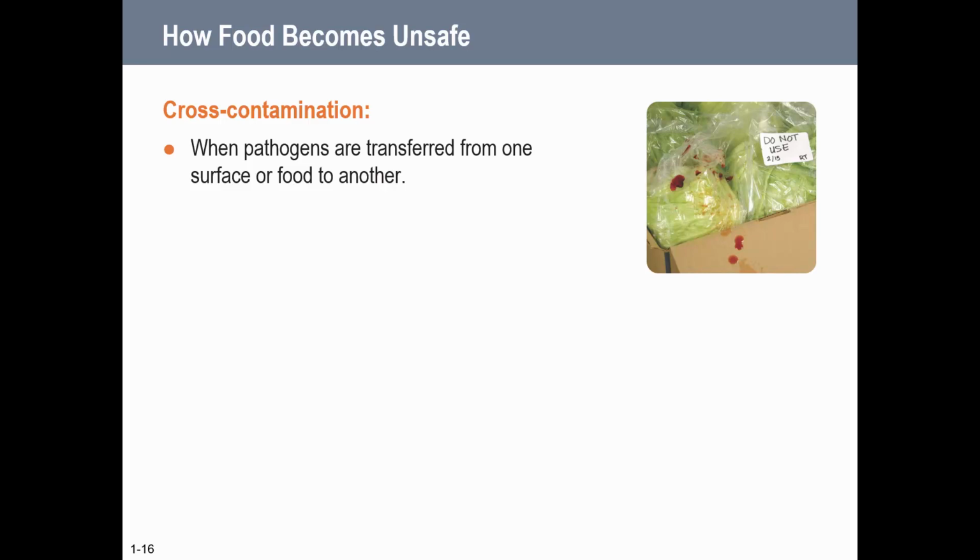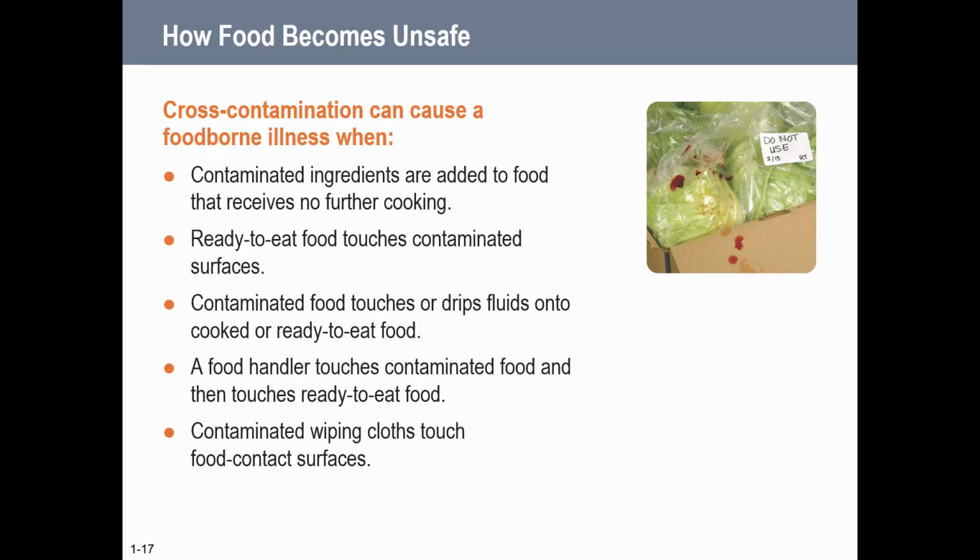So all of those things are ways that cross-contamination can happen that may not be as obvious as this one in the picture. So again, the same thing can happen if contaminated ingredients are added to food that receives no further cooking, ready-to-eat food. So even things like I touched my cooked chicken with the same tongs I just touched the raw chicken with. So now my cooked chicken, which is ready to eat, is coming into contact with raw chicken juice from those tongs. Again, it can even be cleaning cloths that are contaminated. So lots of ways that cross-contamination can occur.